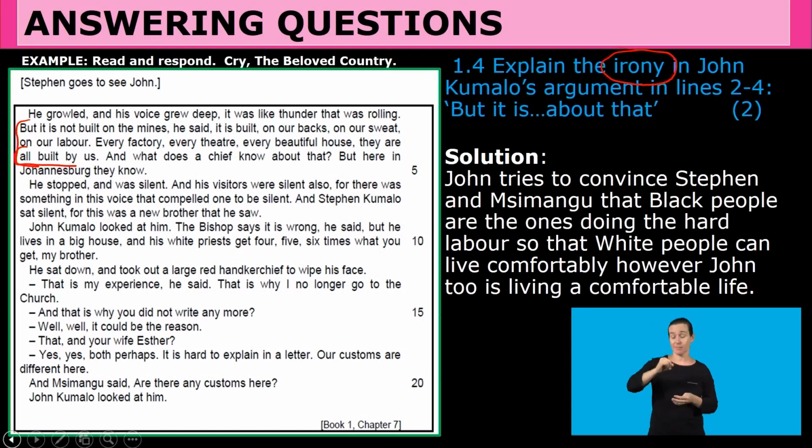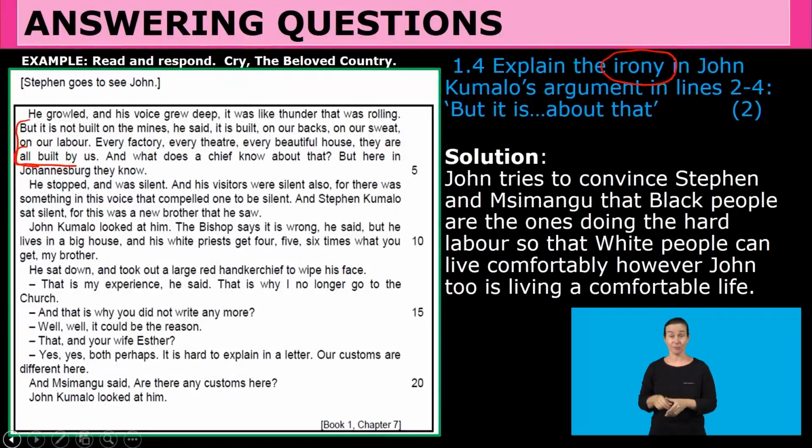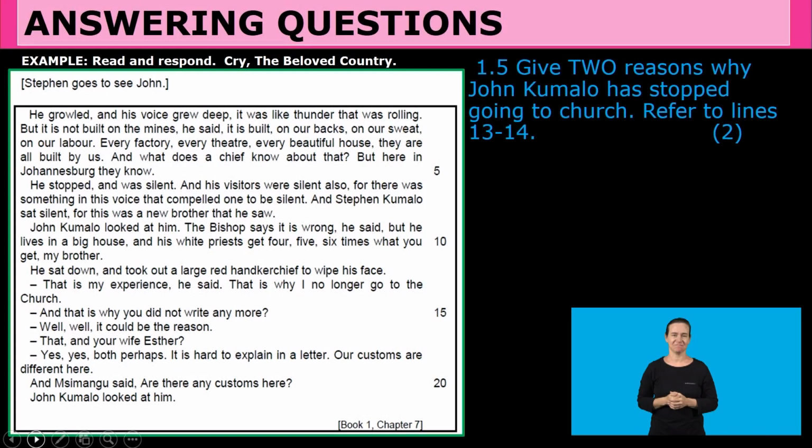John tries to convince Stephen and Msimangu that black people are the ones doing the hard labor, all right? They are doing the work so that white people can live comfortably. However, John too is living a comfortable life. So John is living in Johannesburg and he has a comfortable home. He has everything going for him, all right? And yet he's saying to Stephen and Msimangu, you know what, we are the ones that worked for it. And yet he is living comfortably. So can you see how saying one thing and doing something else is being portrayed in this response? And there's where the irony is contained, all right? Let's move on to our next question.